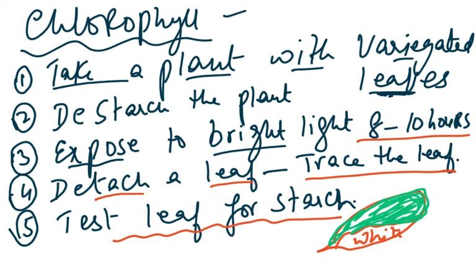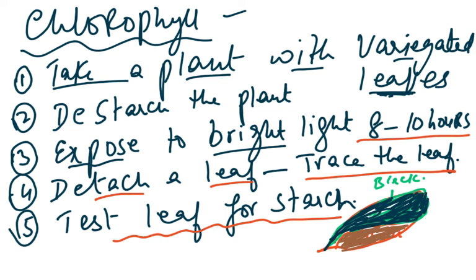Because then when you add the iodine to it, the green part will turn black because that's where starch will be present. And this part which was white will remain brown because it doesn't have any starch. And this part will turn black, which had the pigment in it, the chlorophyll, which absorbs light and causes photosynthesis to take place.